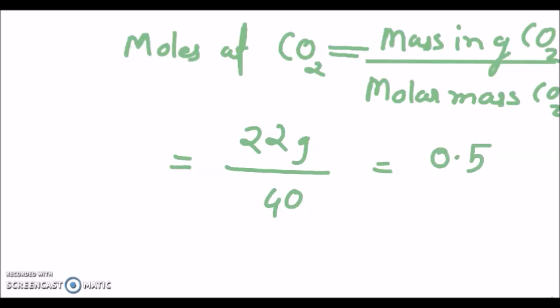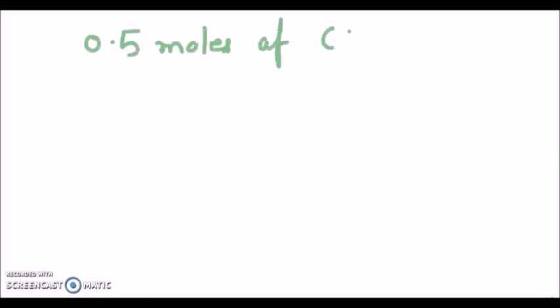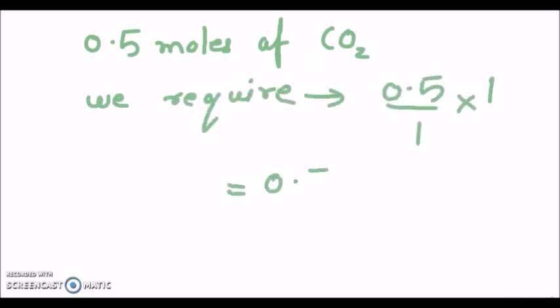Now coming back to our stoichiometric ratio. 1 mole of methane is required to produce 1 mole of carbon dioxide, and then 0.5 moles of CO2 is produced by 0.5 moles of methane, that is 22 grams of CO2.